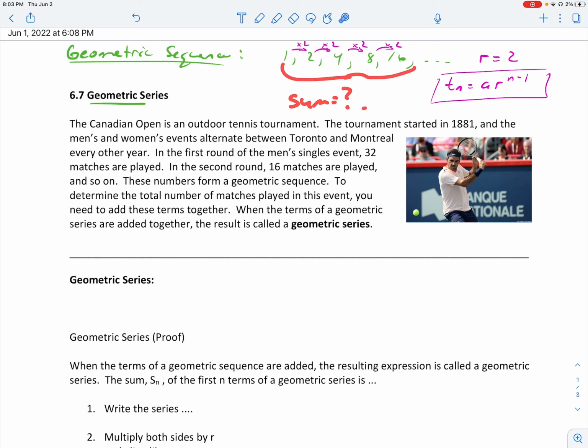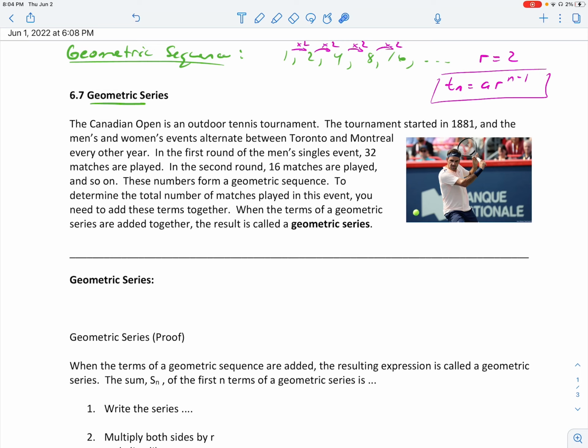So the chapter opens up talking about the Canadian Open. This is an outdoor tennis tournament. The tournament started in 1881, so tennis is an old sport. The men's and women's events alternate between Toronto and Montreal every other year. In the first round of the men's singles event, 32 matches are played. In the second round, 16 matches are played, and so on.